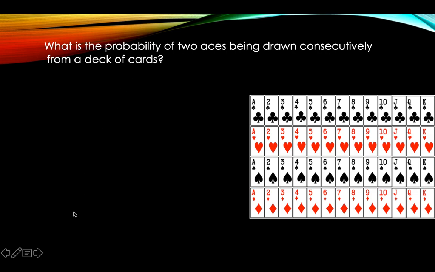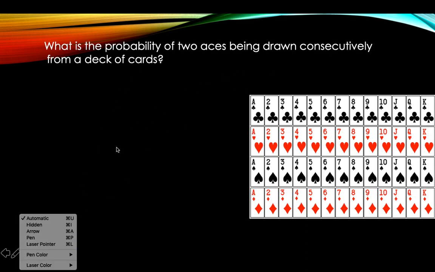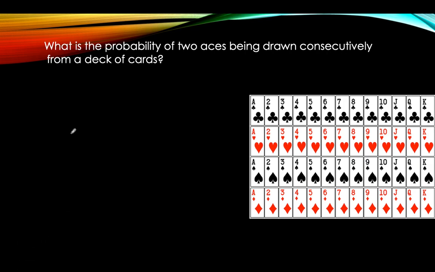What is the probability of 2 aces being drawn consecutively from a deck of cards? So consecutively, they don't tell us they put them back. We're just going to draw 2 cards, and we're going to see if we get 2 aces. So our first draw, well, how many aces are there? There's 4 aces. So there's 4 favorable outcomes.